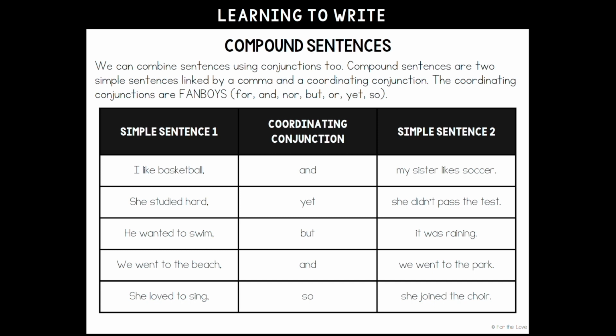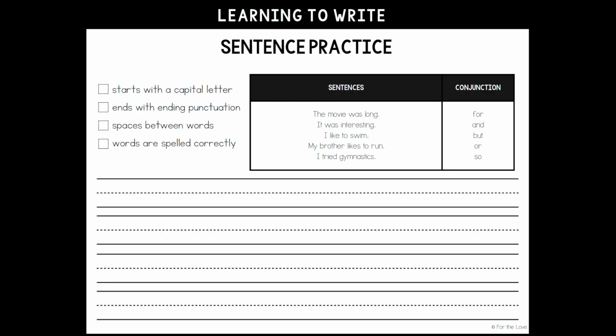These do not have to be the coordinating conjunctions that your students use. Once students have completed the chart, they are ready to write sentences on their own. Notice that I have given you several simple sentences, and then the conjunctions. Students are going to combine two simple sentences into one compound sentence using the comma and the coordinating conjunction.